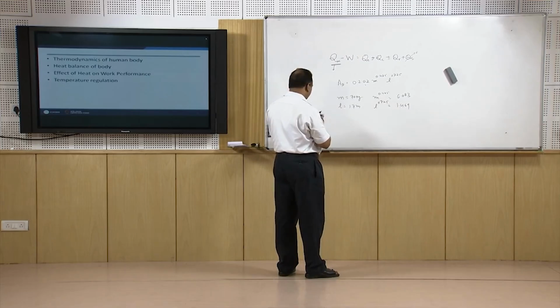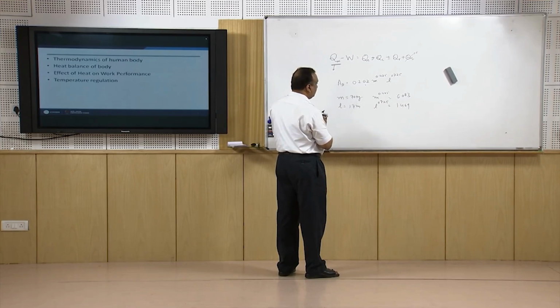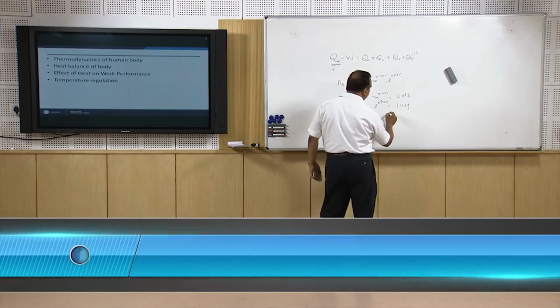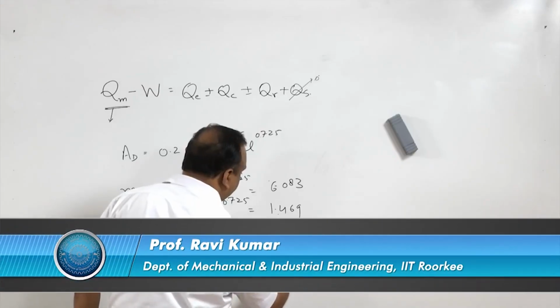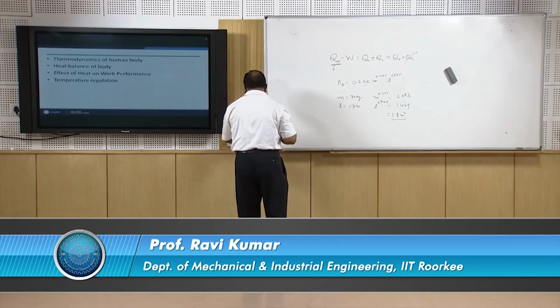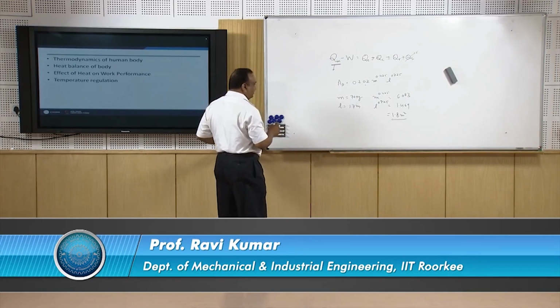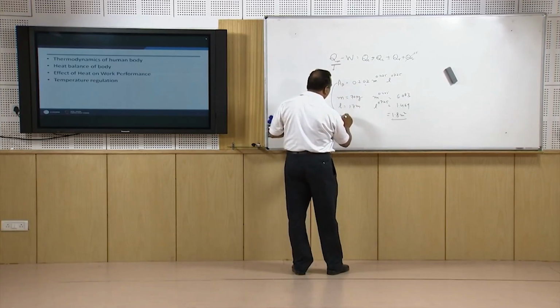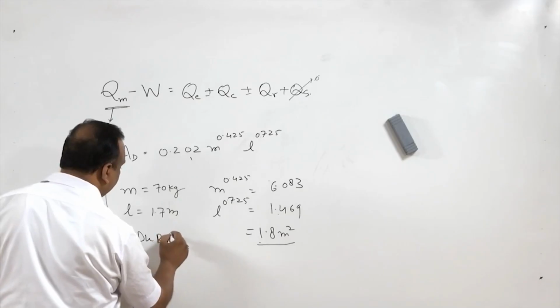and that is going to be equal to 0.202 multiplied by 6.089 multiplied by 1.469, approximately 1.8 meter square. So this is how you can find your body surface area also, and this is known as Du Bois equation.